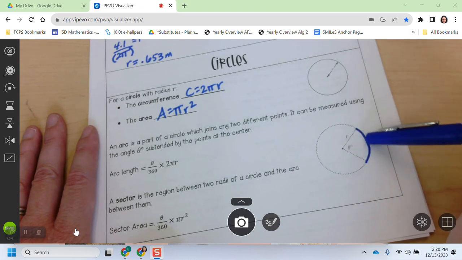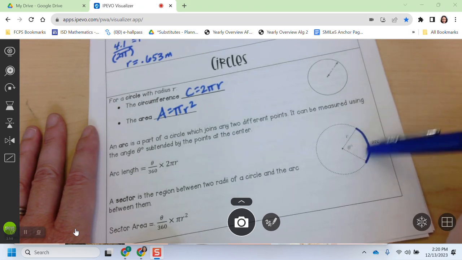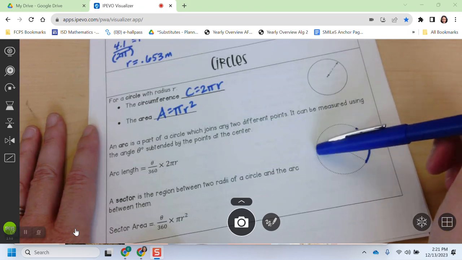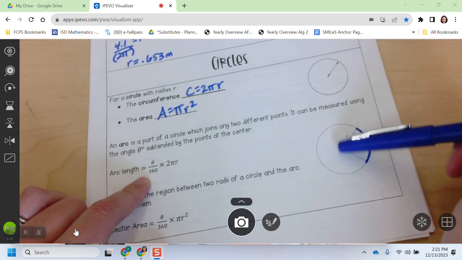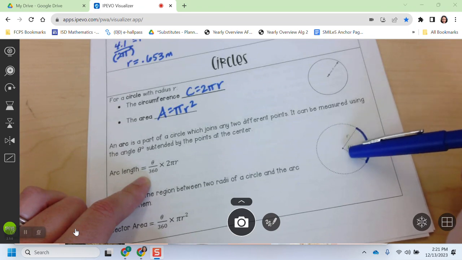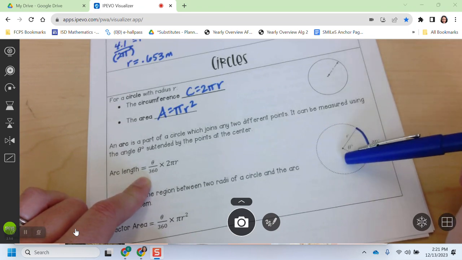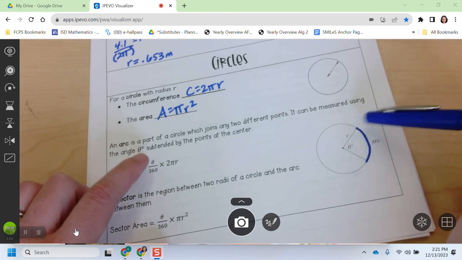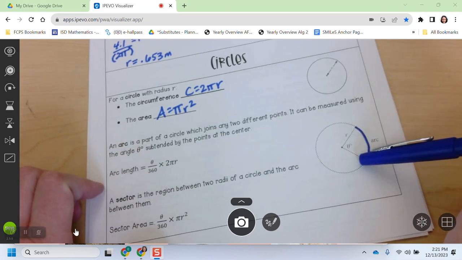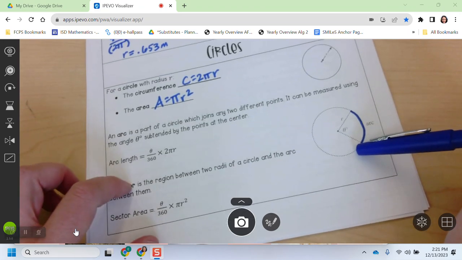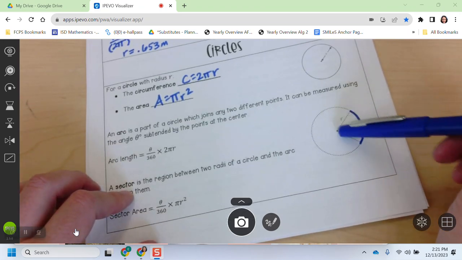To find the length of the arc, it's just a fraction of the circumference. So the whole circumference is 2 pi r. And so in this case, we have theta degrees of the circle out of a whole 360 degrees in the circle. And so that fraction, multiply it by your circumference formula, and it will give you the length of this piece. A sector is like the whole slice of pizza, not just the crust.